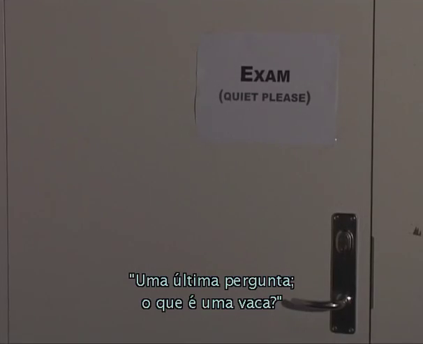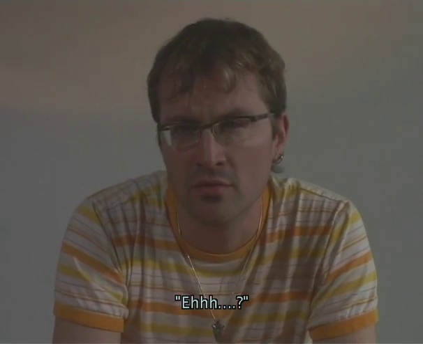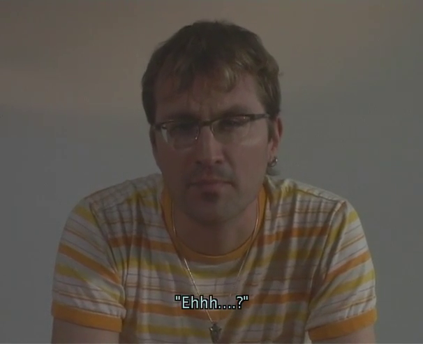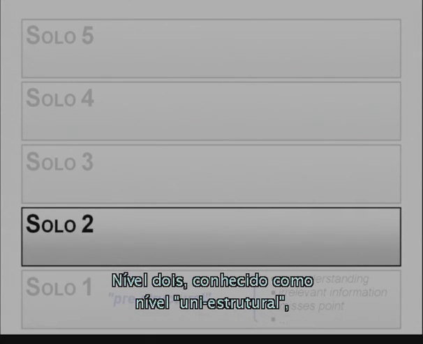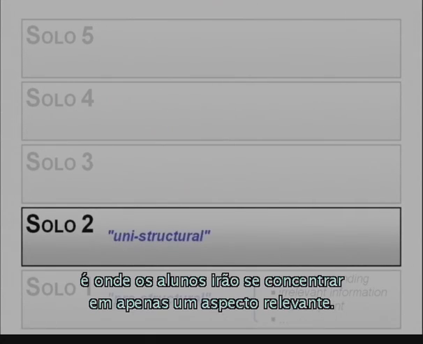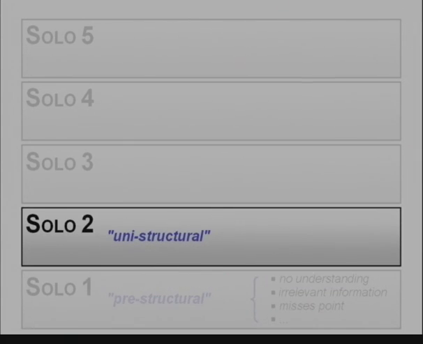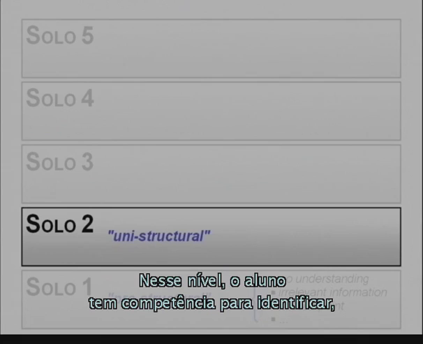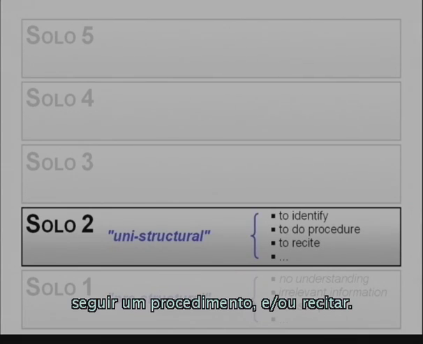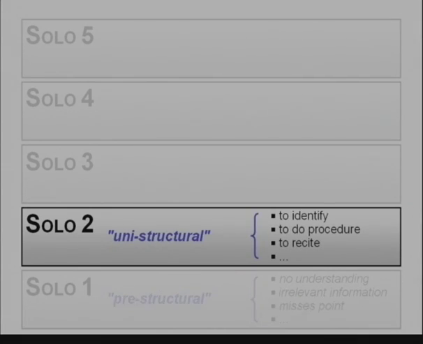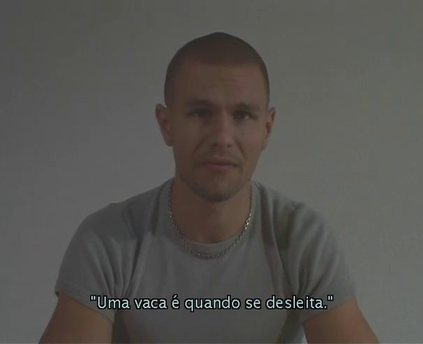One final question. What is a cow? Level 2 is known as the unistructural level, where a student will focus on one relevant aspect only. Here the student has the competence to identify, to do a procedure, and or to recite. A cow is when you're milking.